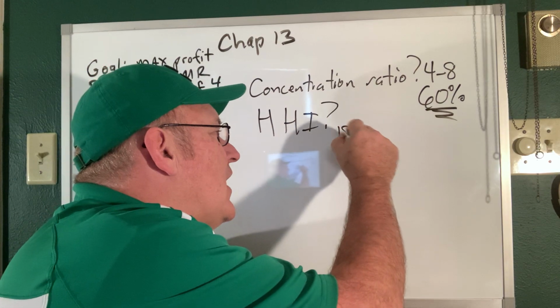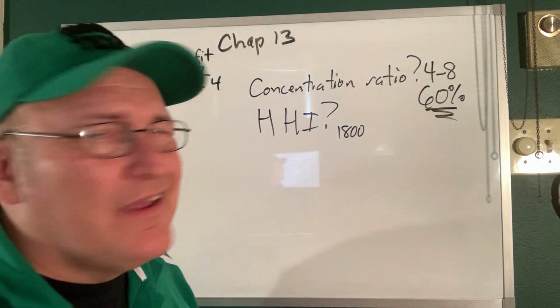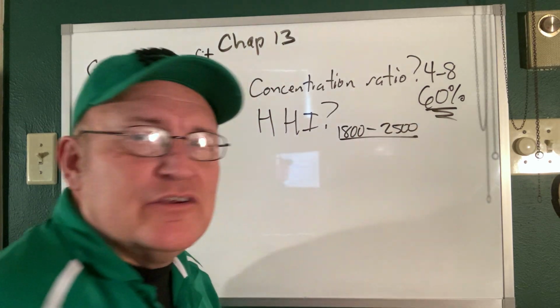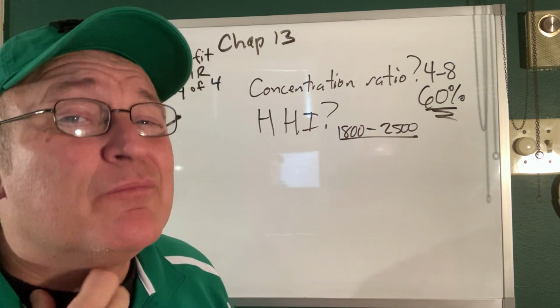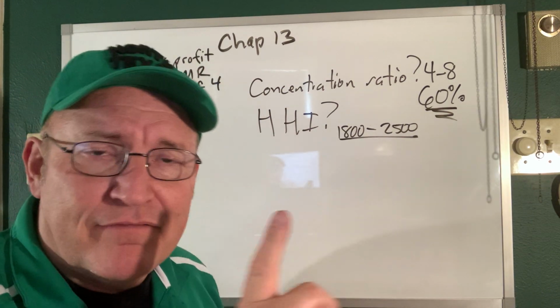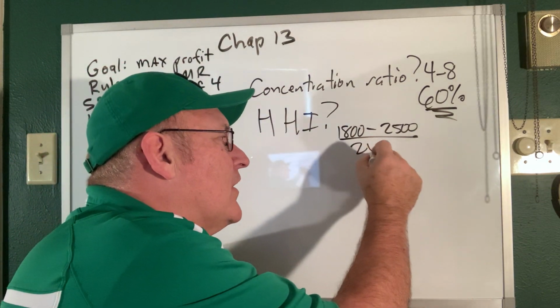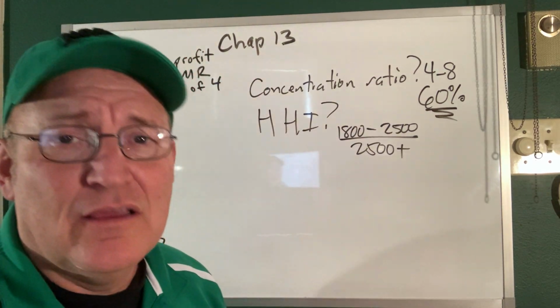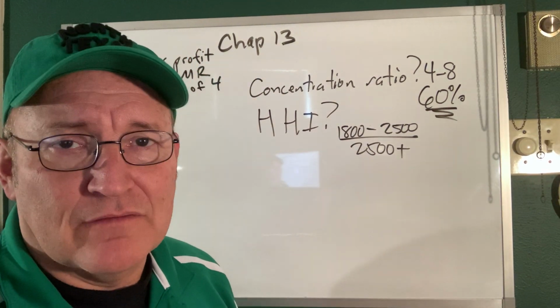And with an HHI, once an HHI hits about 1800, that range starts getting attention primarily from the government, because it's said to be a fairly concentrated market. If the HHI is over 2500, it definitely gets the attention of the government.